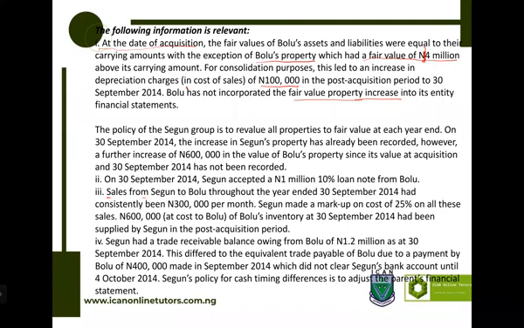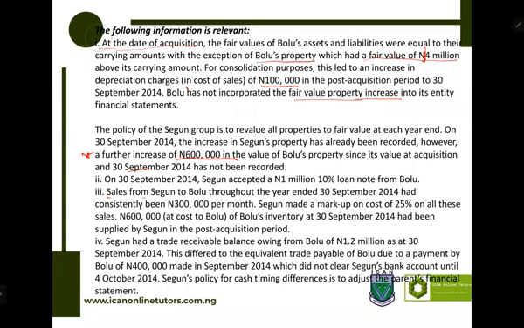And we are told there to revalue property at fair value. On 30th, the increase in Segun property has not been increased. However, a further increase of 600 naira in the value of Bolu's property, since its value at acquisition as at 30th, they still have further revaluation increase of 600. Take note of this. We have 500 before, now we have a further additional 600 revaluation.